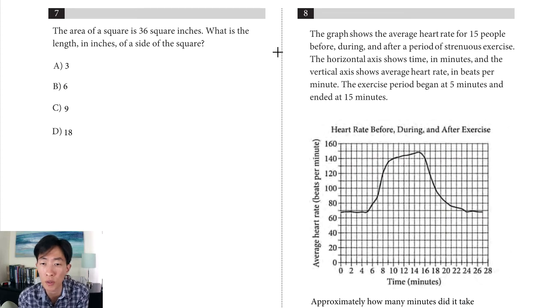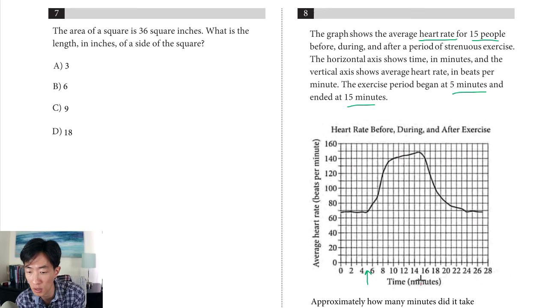Question 8, the graph shows the average heart rate for 15 people before, during, and after a period of strenuous exercise. The horizontal axis shows time in minutes, and the vertical axis shows the average heart rate in beats per minute. The exercise period began at 5 minutes, I'm going to mark that down here, and ended at 15 minutes. I'm going to mark that down right here. And that kind of makes sense because when they started exercising, their heart rate goes up. When they stopped exercising at 15 minutes, their heart rate started to go down.